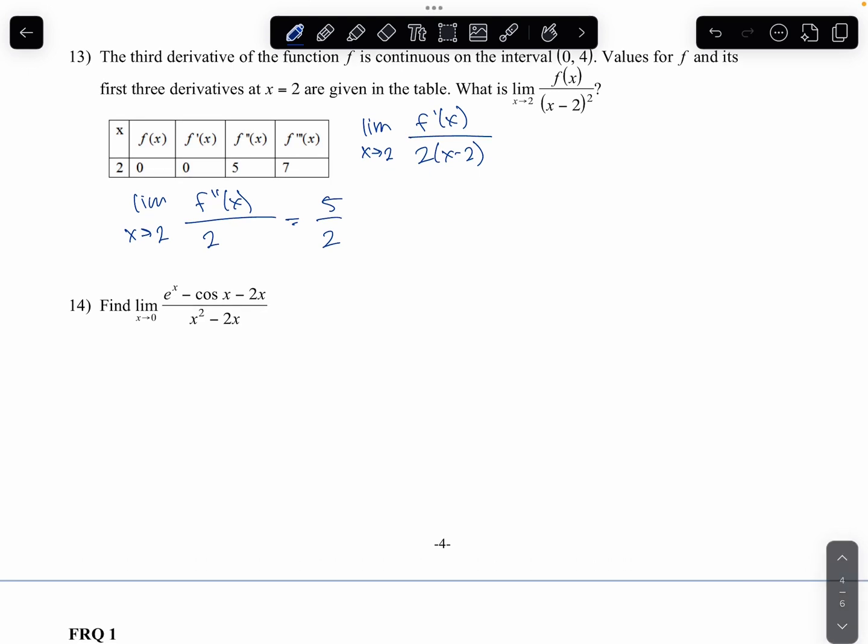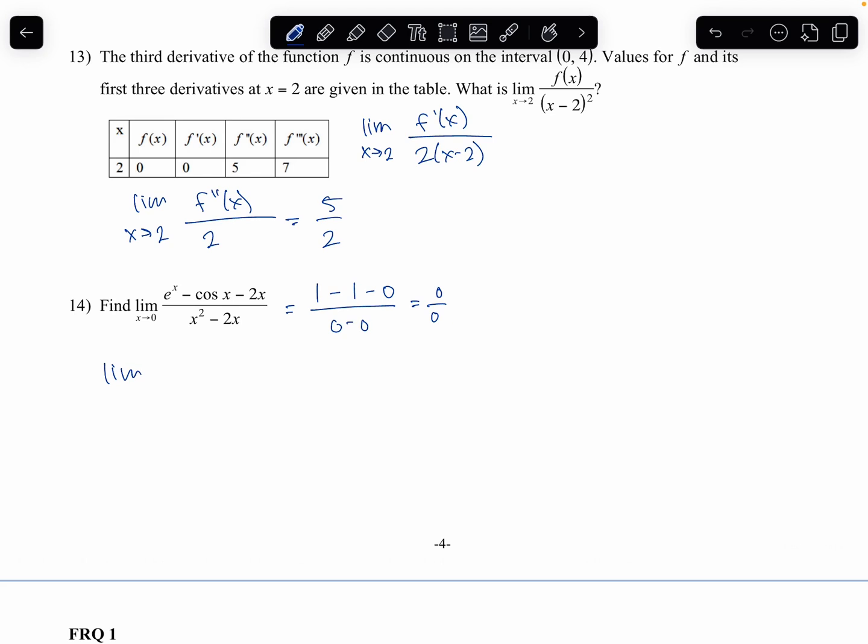And then for this part, the limit as x approaches 0, e to the 0 is going to be 1, minus cosine of 0, and cosine of 0 is 1, minus 0, over 0 minus 0, so it's going to be 0 over 0.